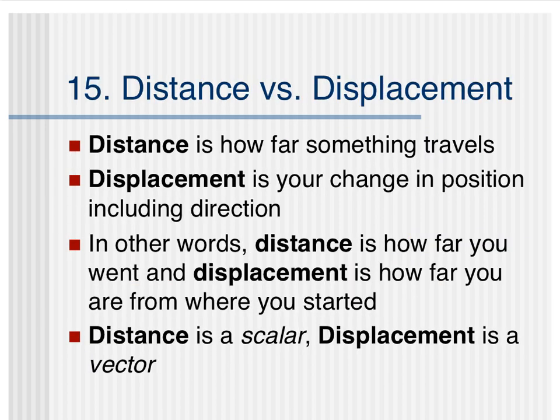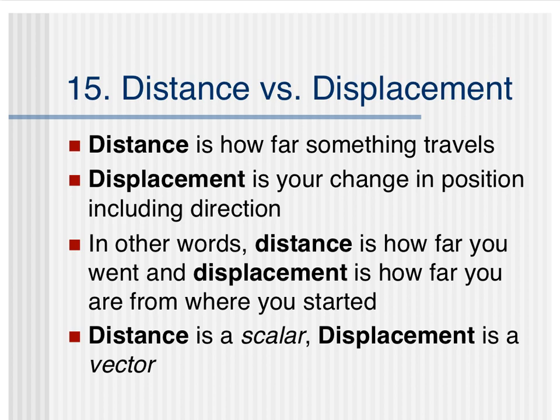The next two things we need to distinguish between are distance and displacement. So distance, which I'm sure you're probably familiar with, is how far something travels. Okay, displacement is slightly different. It's the change in position of an object, including the direction. Now, you might be thinking, well, isn't that the same? What's the difference between the change in position and how far something goes?